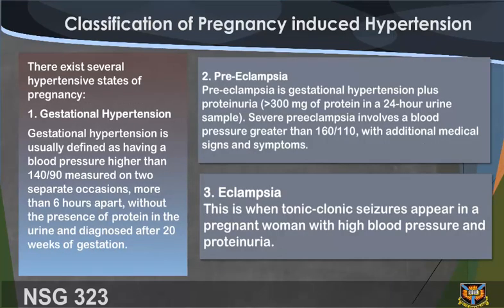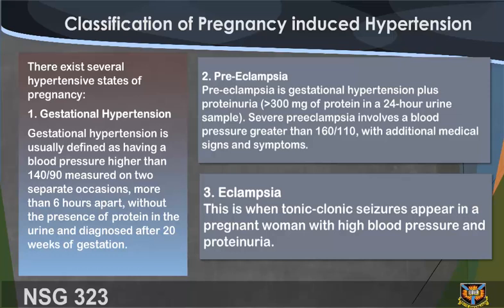Classification of pregnancy-induced hypertension. There exist several hypertensive states of pregnancy. 1. Gestational hypertension. Gestational hypertension is usually defined as having a blood pressure higher than 140/90 measured on two separate occasions, more than 6 hours apart, without the presence of protein in the urine, and diagnosed after 20 weeks of gestation.